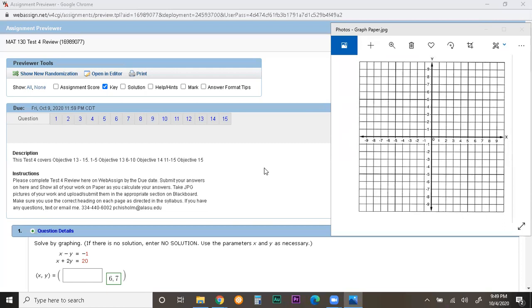All right. So let's quickly go through these. Of course, you can always review the actual lectures for 13, 14, and 15 to get a deeper, better understanding of the material. Here, I'm just going to go over a few questions out of each objective.